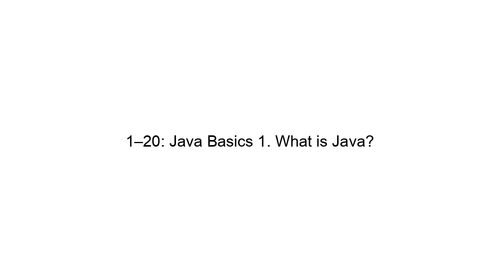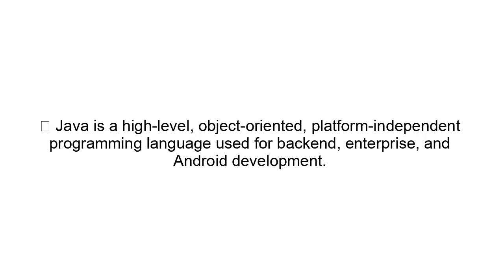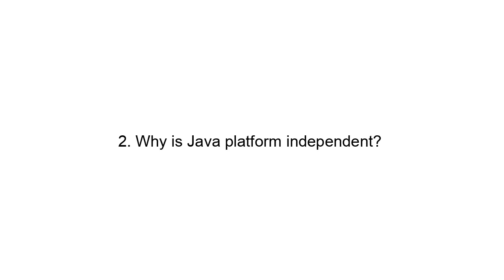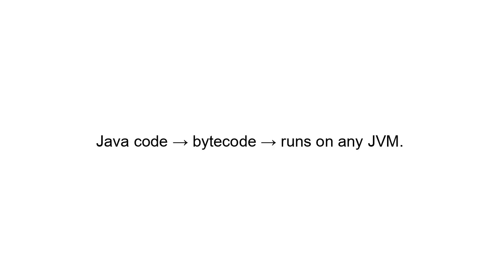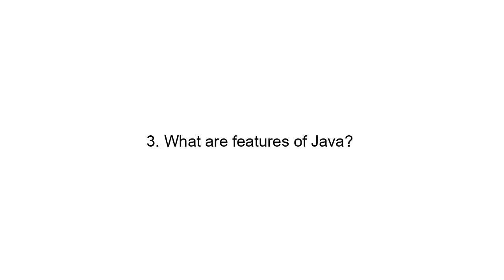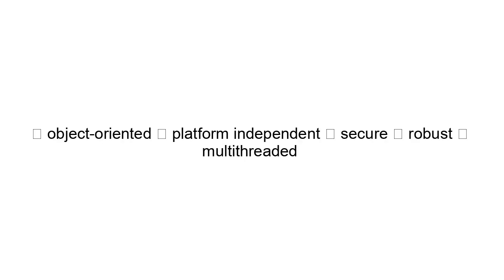1. What is Java? Java is a high-level, object-oriented, platform-independent programming language used for backend, enterprise, and Android development. 2. Why is Java platform-independent? Because of the JVM, Java Virtual Machine. Java code compiles to bytecode, which runs on any JVM. 3. What are the features of Java? Object-oriented, platform-independent, secure, robust, multi-threaded.